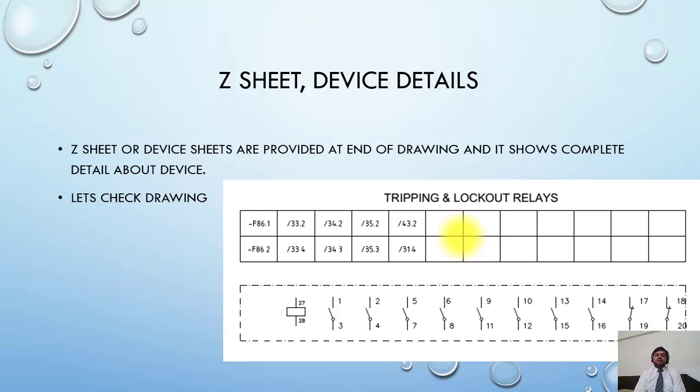For example, this is F86, which is the code for a lockout relay, as I know, because that's the advantage of knowing the codes straight away. You know what this relay is, so this is a tripping lockout relay. This relay coil will be energized at F86.1. The supply of the coil is provided at sheet number 33, column number 2, and it has so many contacts. Only three contacts are used and all other contacts are basically free, spare. So you can trace basically the used contacts here.